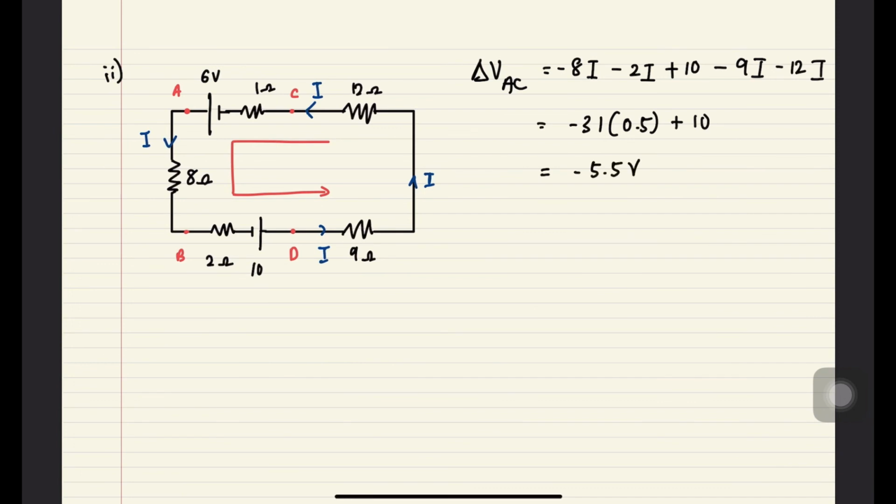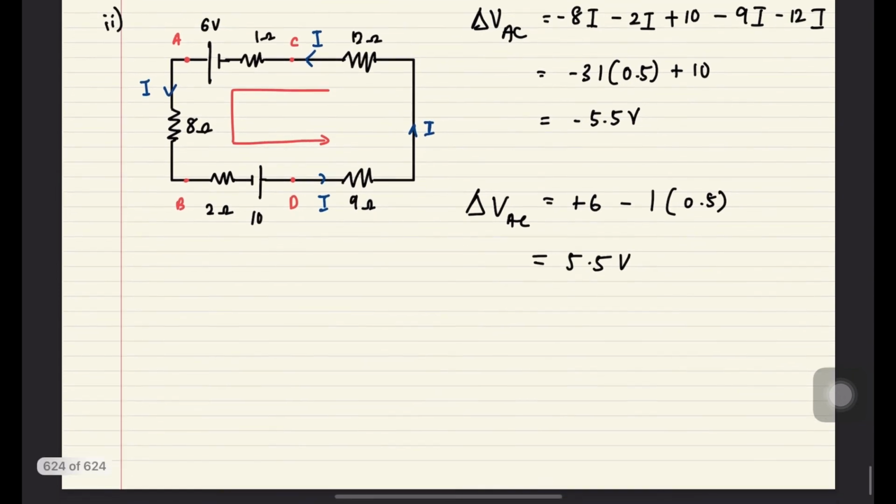Then if I use the shorter distance, delta VAC, let's say I just flow from here to here, it goes through the potential gain there, which is positive 6, and then drop at 1, 0.5. So this time you get 5.5. You have the same magnitude, just that one is positive and the other is negative. Both answers are correct. So I can write down that VAC, the magnitude, is equal to 5.5 volt.